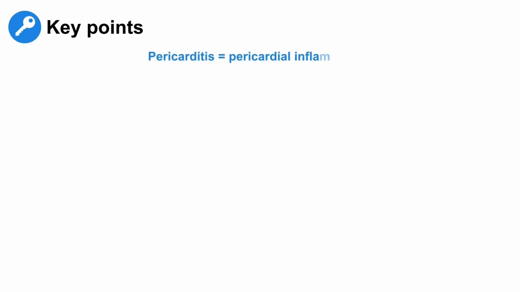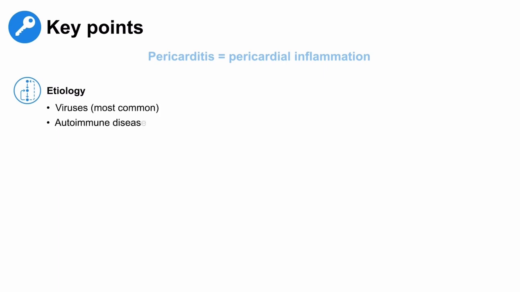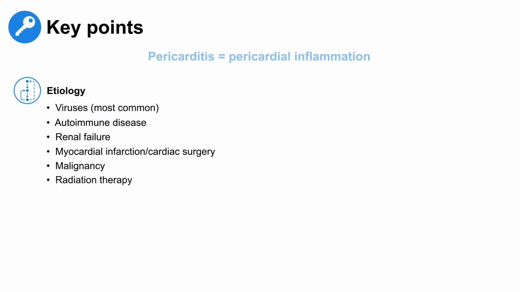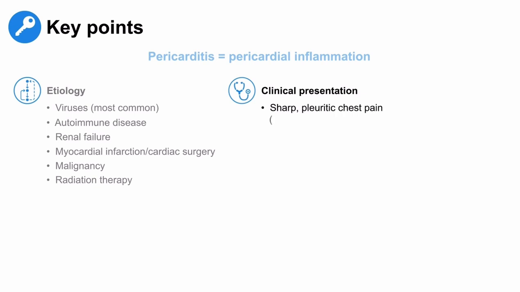To sum up, here are the key points to remember. Pericarditis refers to inflammation involving the pericardium, the protective sac surrounding the heart. It can be caused by a number of underlying conditions. Viral pericarditis is the most common cause. Other conditions include autoimmune disease, renal failure, myocardial infarction or cardiac surgery, malignancy, and radiation therapy. Clinical manifestations include sharp pleuritic chest pain that improves with sitting forward, fever, and a pericardial friction rub.